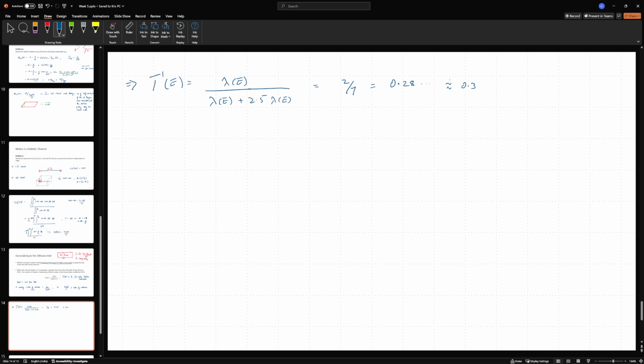So as you can see, increasing the length by 10 times reduces the transmission coefficient by a factor of more than 2. From 0.8, the transmission coefficient went down to 0.3. As an added example, if I consider L goes to 100 times, L double dash is equal to 25 lambda of E, then what we will have is T double dash of E is going to be 1 by 26, because it's going to be lambda of E divided by lambda of E plus 25 times lambda of E. So that's 1 by 26. And this will be approximately how much? So 1 by 26, just 1 second, let me verify this to give a more accurate answer.